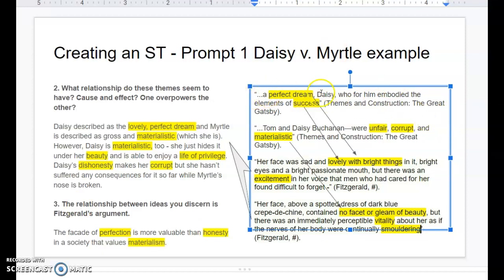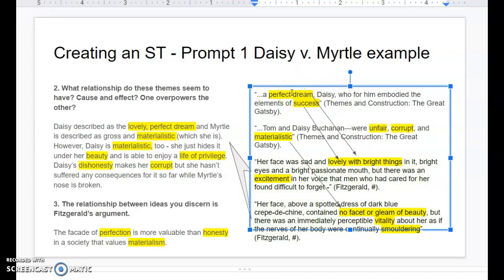In the secondary CD, Daisy is a perfect dream. In my primary CD, she's described as lovely. She's also described as embodying the elements of success. That seems to also fit with being described as lovely and bright. So it seems like there's a correlation between her physical appearance and what she seems to represent, a dream or success.